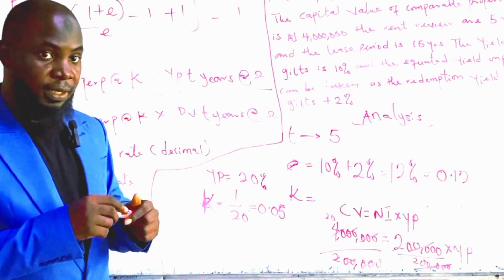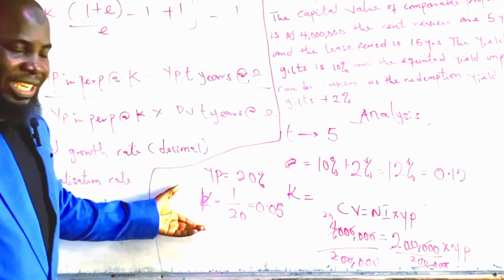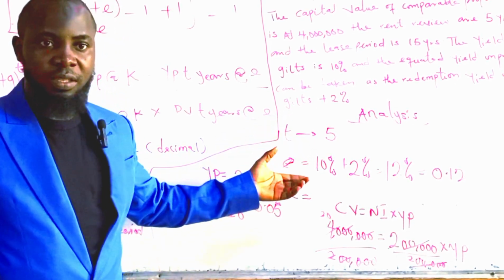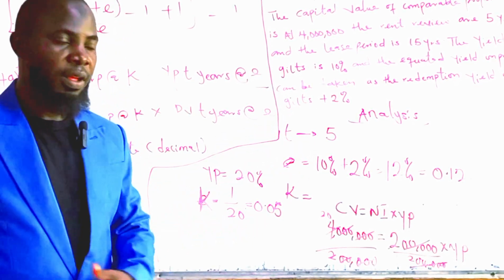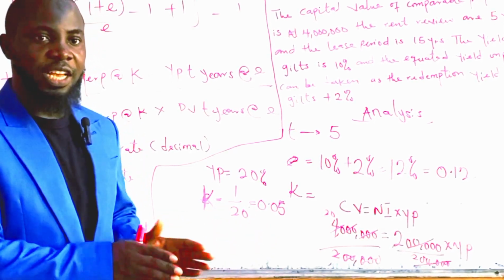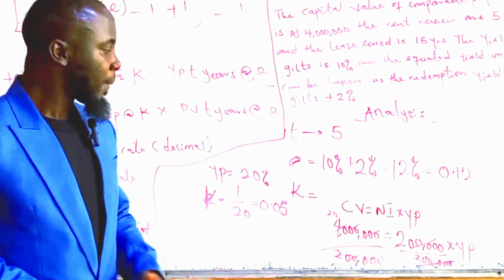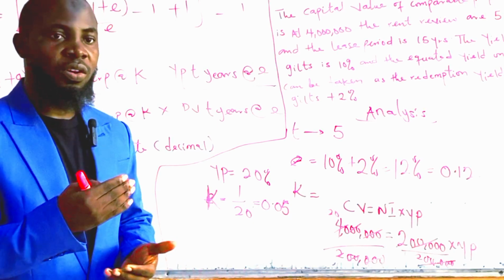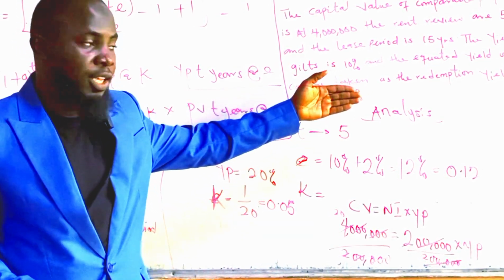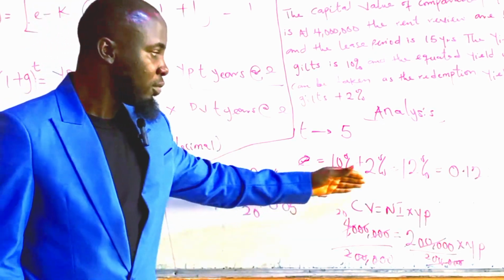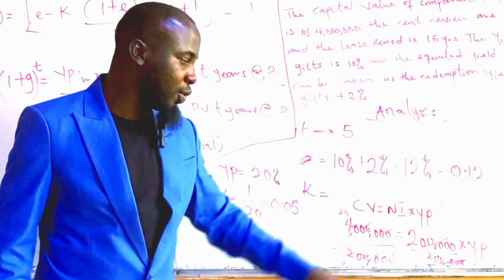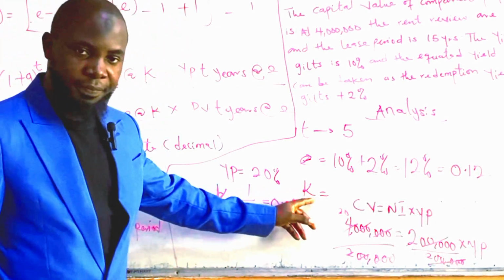Now where the problem is this. How do we get K? We know how to get T already. This one is very simple, the T. The review period after every 5 years. Question can come after every 4 years, after every 3 years. That is your T. Now your E is just your gilt yield, and we're given the redemption yield as well. Just add them together. 10 plus 2 gives 12%. Convert it to decimal, 0.12.